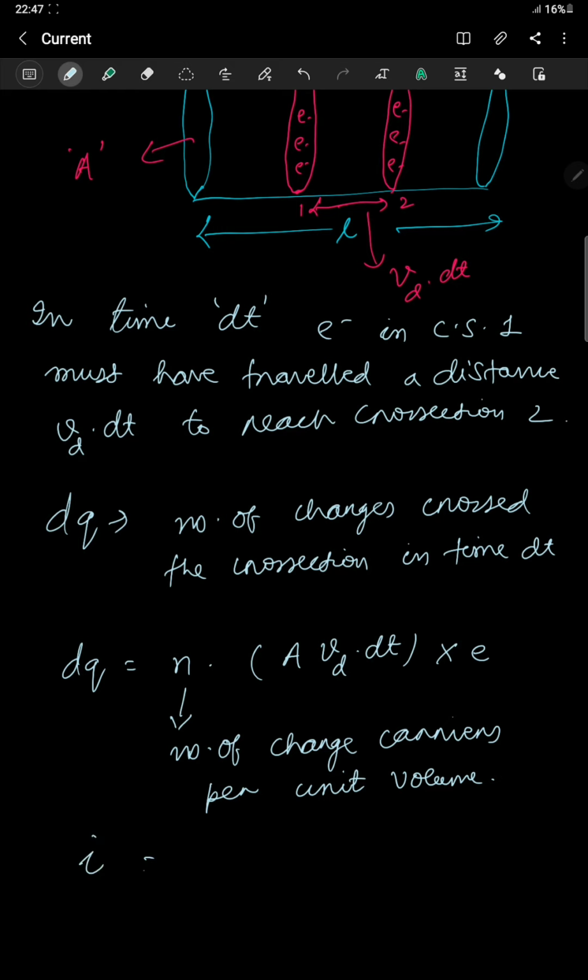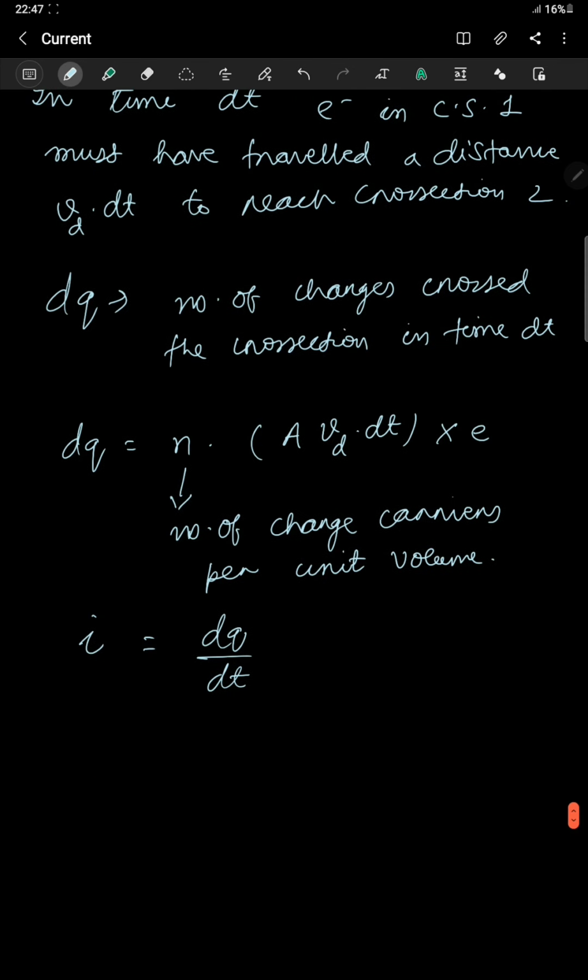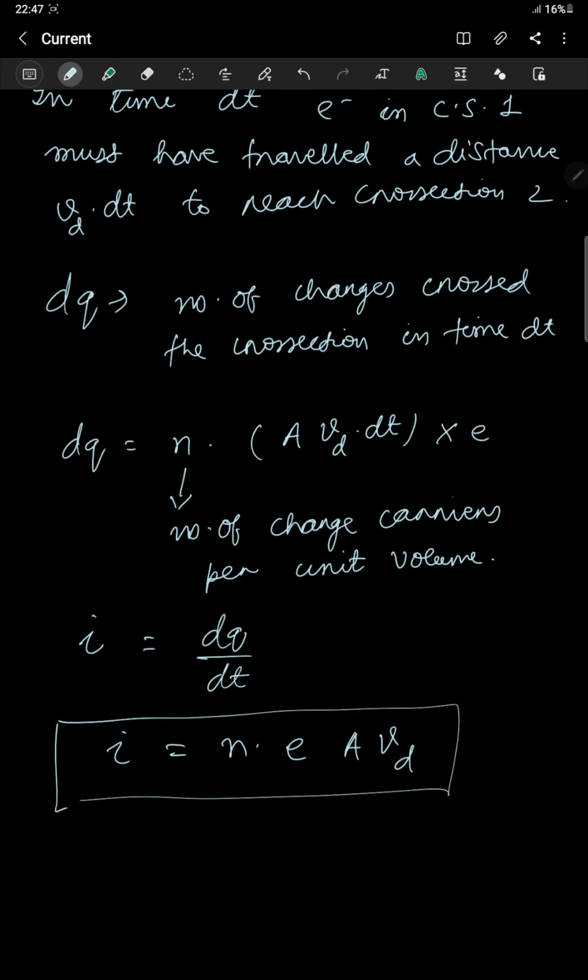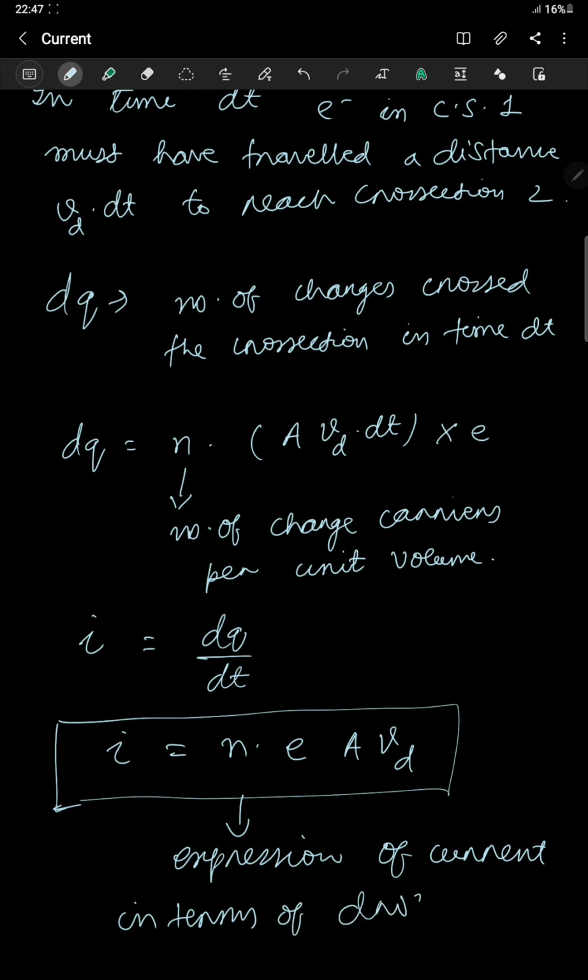Then what will be your current? I will be how much? dq by dt. So if you go for dq by dt, then your dt gets cancelled out. So what is left? n e A vd. So this is the expression for current in terms of drift velocity. This is your expression of current in terms of drift velocity.